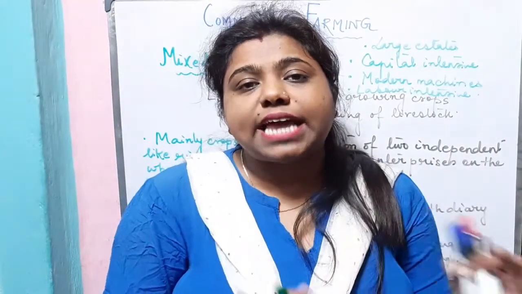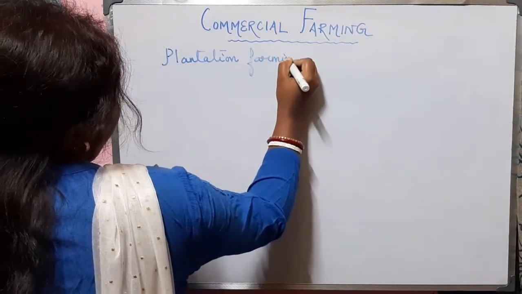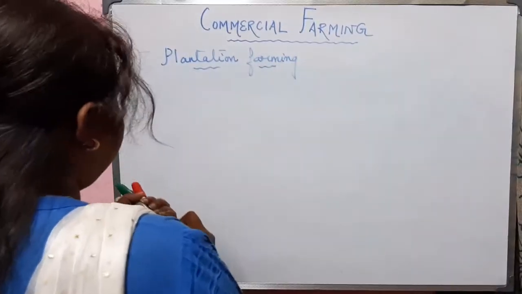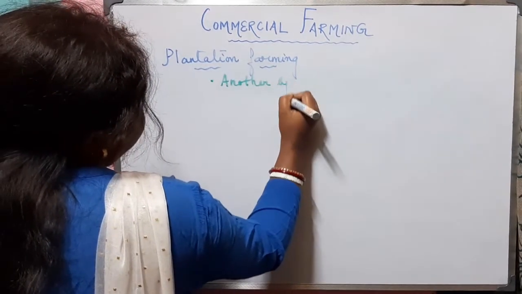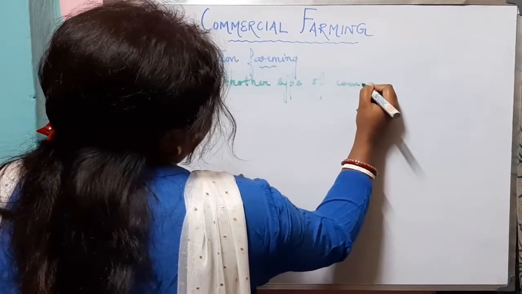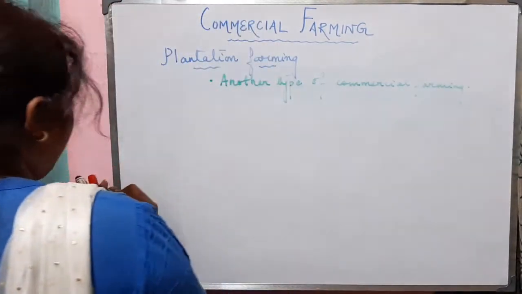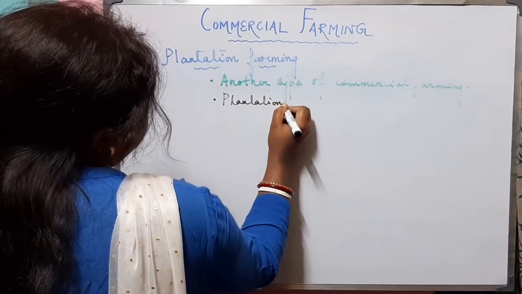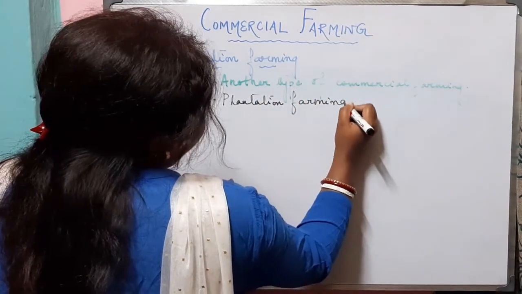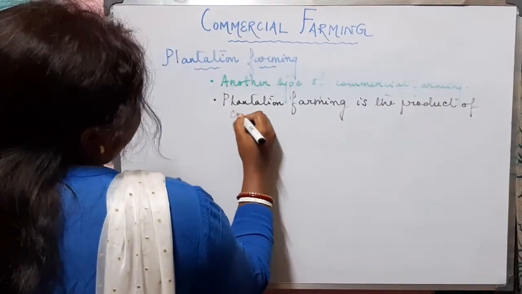Now let us move ahead with the next type of commercial farming, that is plantation farming or agriculture. Now plantation farming is another type of commercial farming. Now, plantation farming is the product of colonialism.